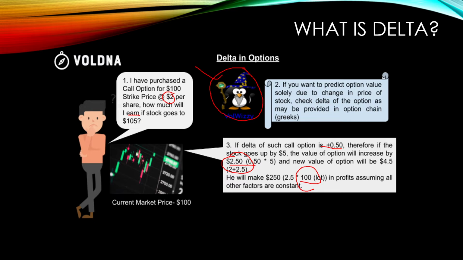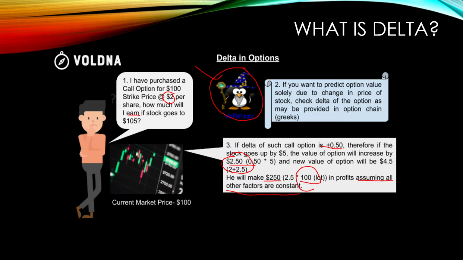this is general. Every market has its own lot system, but I'm taking a general example of 100 shares in a single lot of option. So if my option moves by $2.50 and I purchased one lot, it's equivalent to a 100 multiplier. I will make $250 in profits, assuming all the other factors are remaining constant. This is an important line, assuming all the factors are constant. So this is about delta.